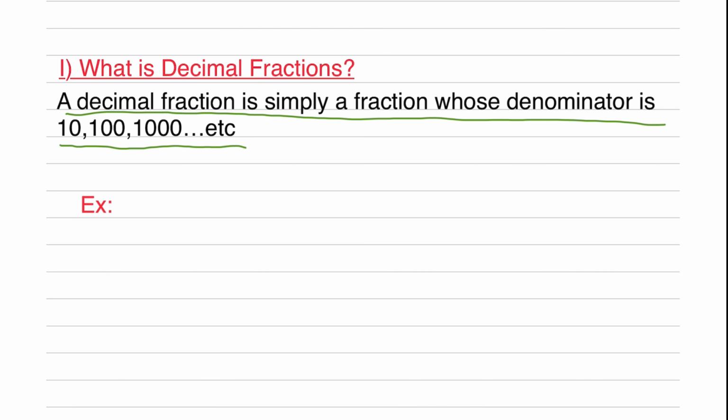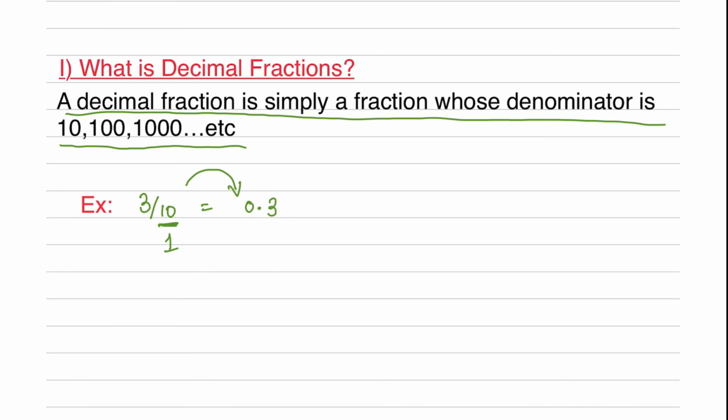Let's see one example. Let's take a fraction 3 by 10. So how can we write this in decimal form? First write the numerator 3 and see the denominator. How many zeros are there? After that many digits, you should keep the decimal point. Here only one zero is there. So after only one digit, keep the decimal point and keep 0. So 0.3 is the decimal fraction.